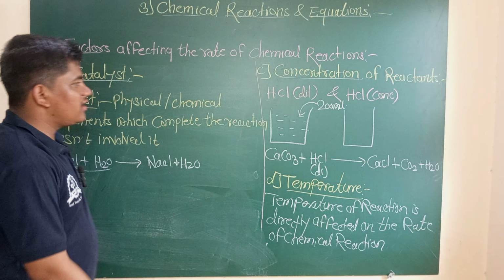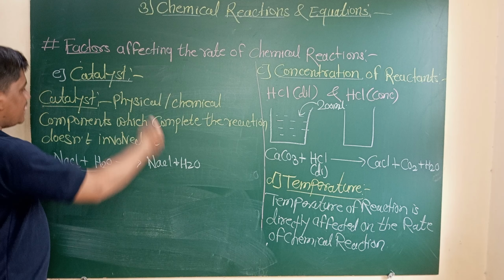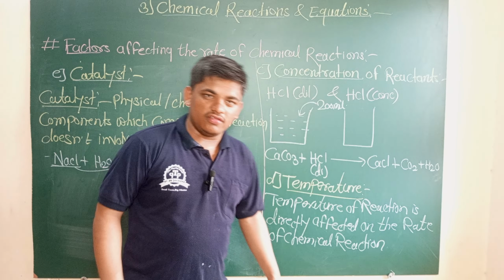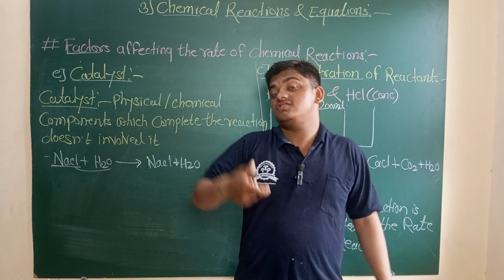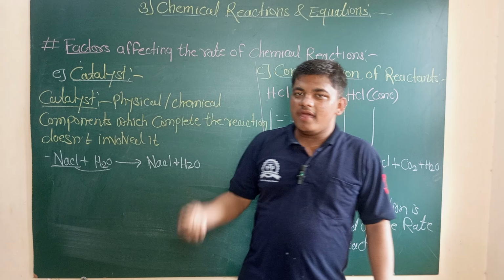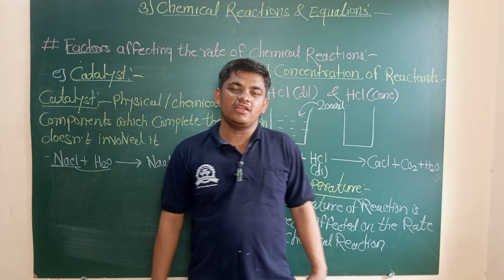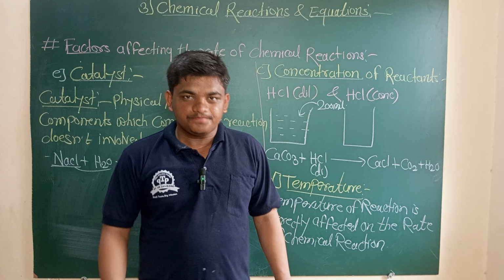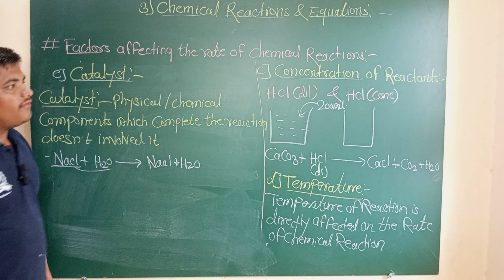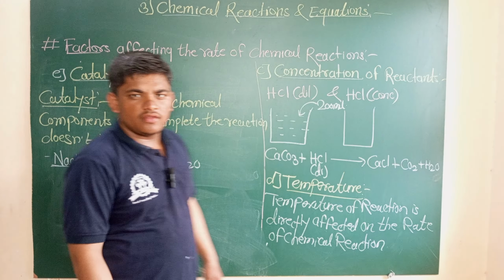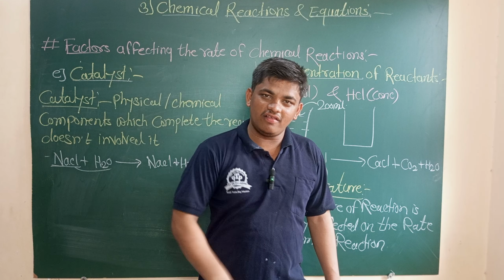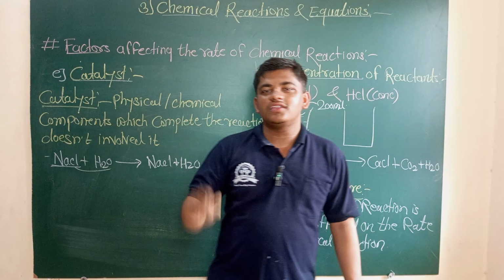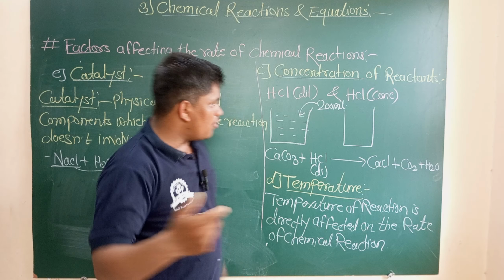These are some factors which affect the rate of chemical reactions. First is the nature of reactants. If the nature of the reactants is more metallic, the rate of chemical reaction is higher. Second is the size of particles of the reactants. If the size of particles is larger, the rate of chemical reaction is lower. If the size of particles is smaller, the rate of chemical reaction is higher.